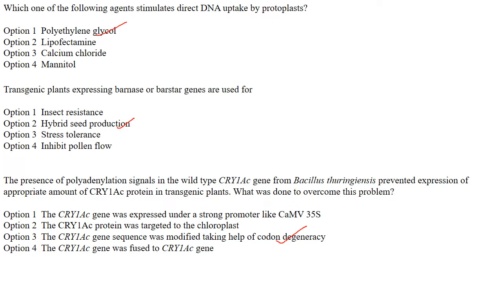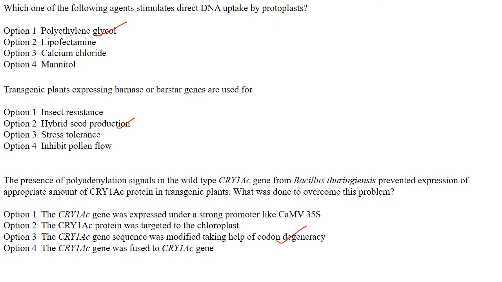Transgenic plants expressing Barnase or Barstar genes are used for hybrid seed production. If you are using Barnase, it is the male sterile line, and if it is Barstar, it is restoring the male sterile line, restoration of the male sterile line.